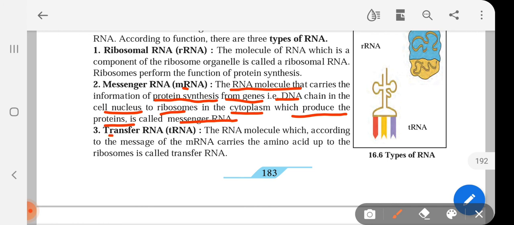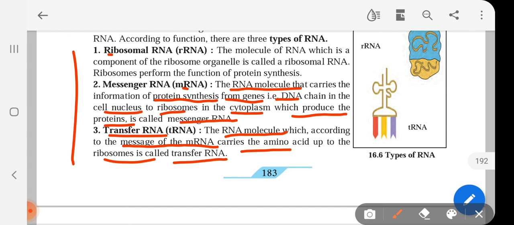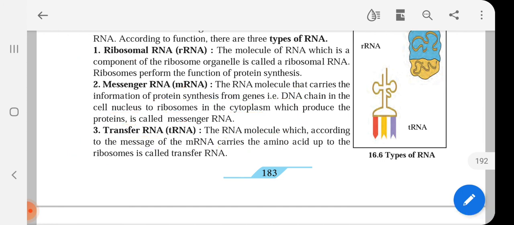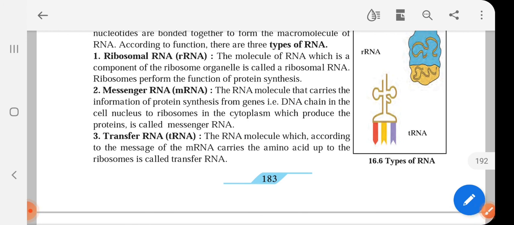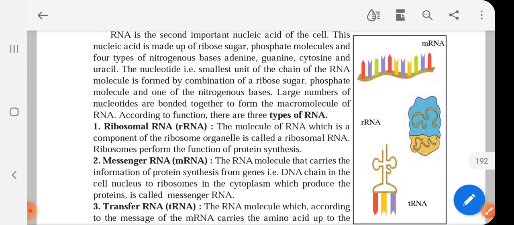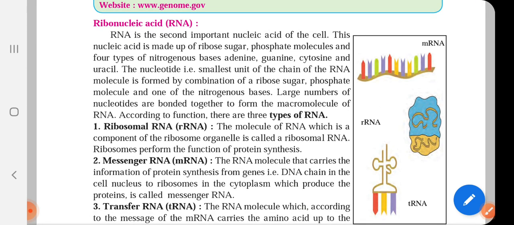Then comes transfer RNA, tRNA, the RNA molecule which, according to the message of the mRNA, carries the amino acid up to the ribosome. According to the function, students, the name itself makes you understand. If it is ribosomal, it is attached to the ribosome. If it is messenger, it carries the message, and if it is transfer, it transfers to the ribosome for the synthesis of protein.